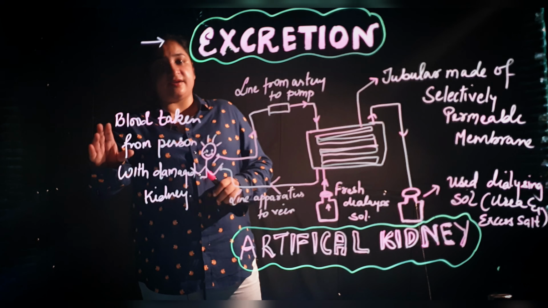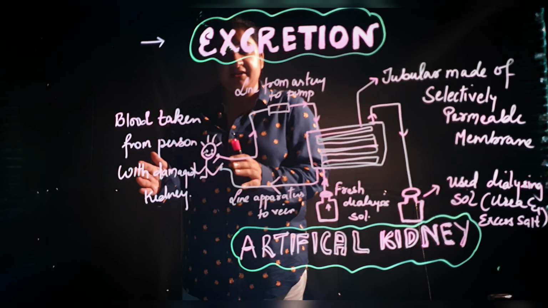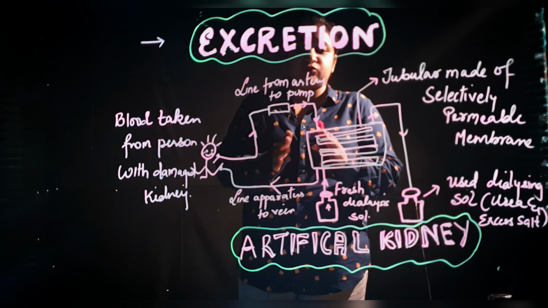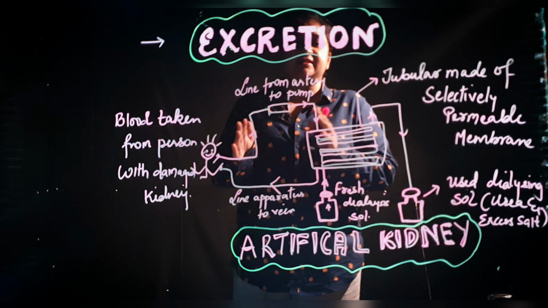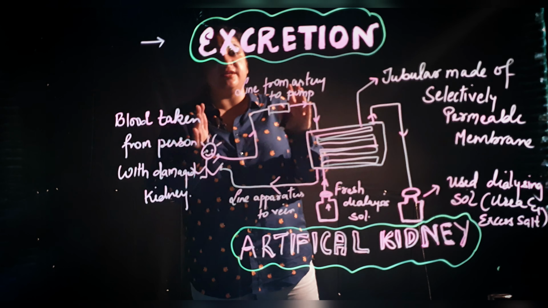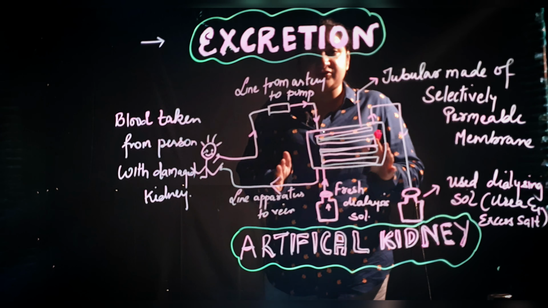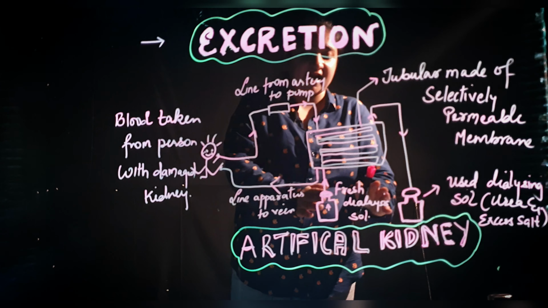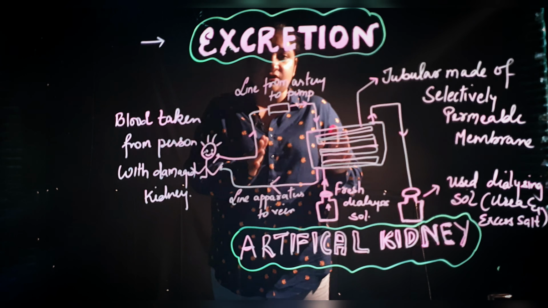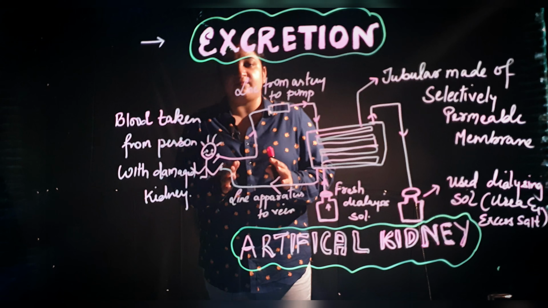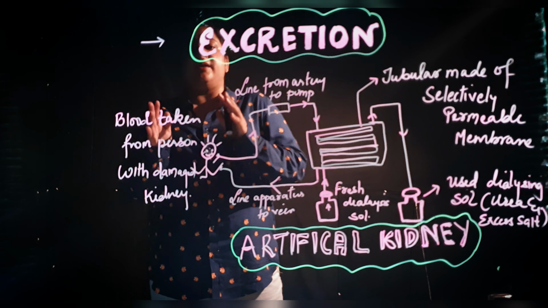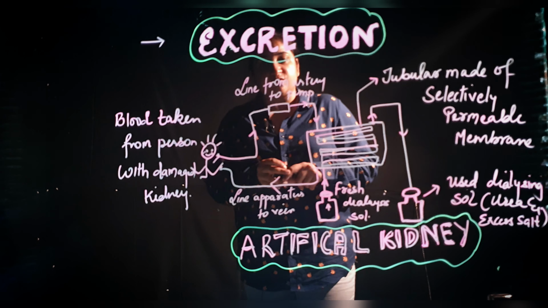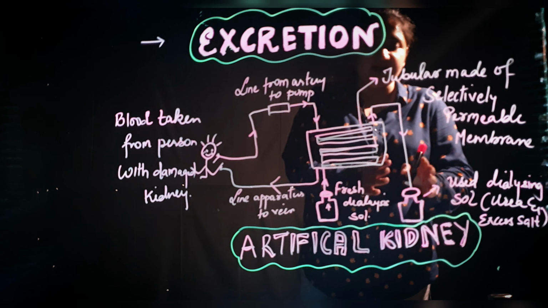Blood is taken from a person with the damaged kidney from the arteries. The blood is pumped to the semi-permeable membrane. Semi means half, permeable means permission. It has the permission to pass the fluids in it. This fluid, the fresh dialysis solution, has the same osmotic pressure as the blood, but it is devoid of the nitrogenous waste.